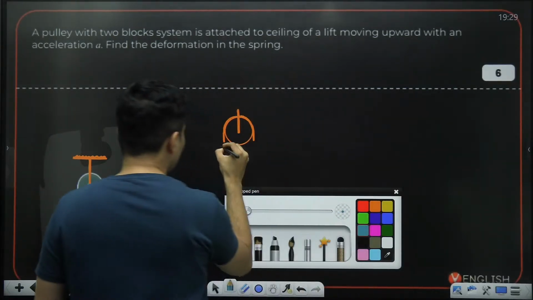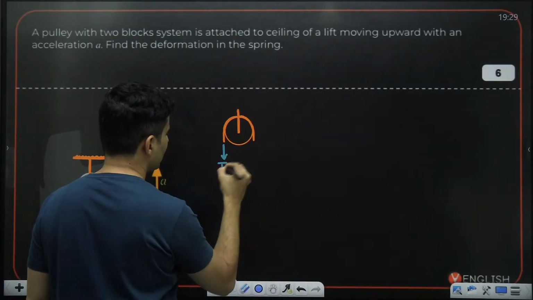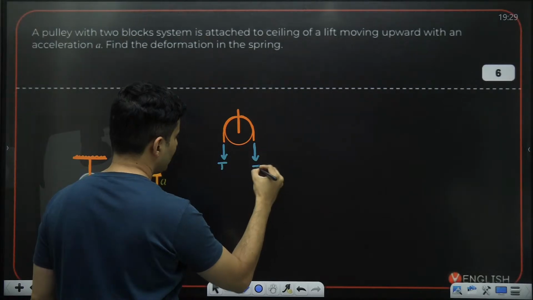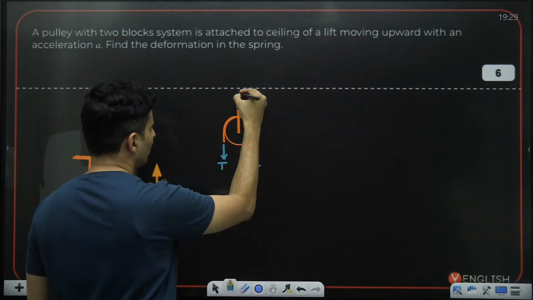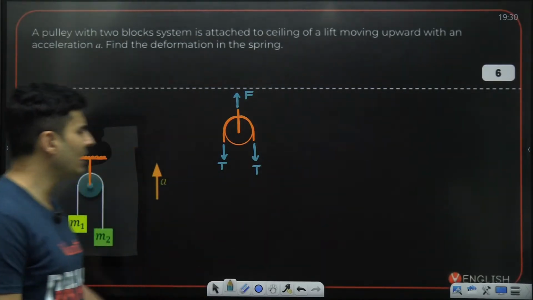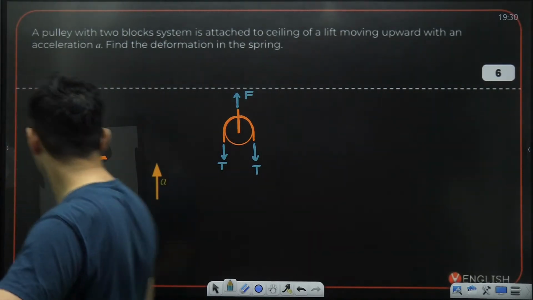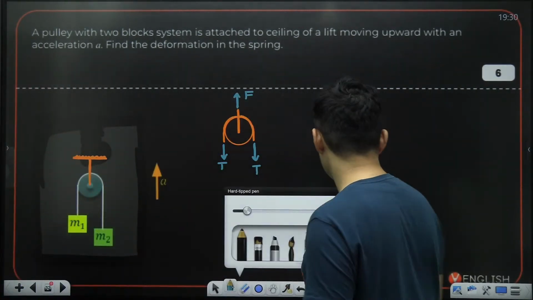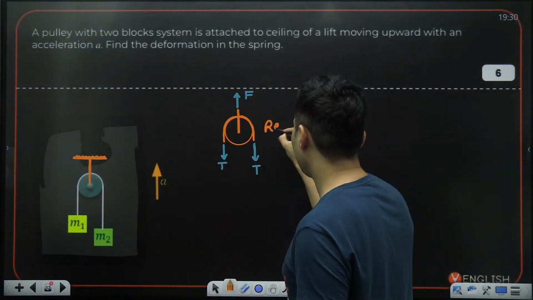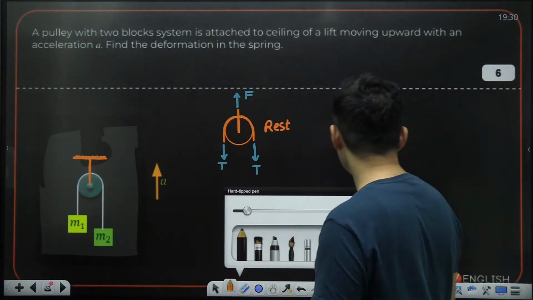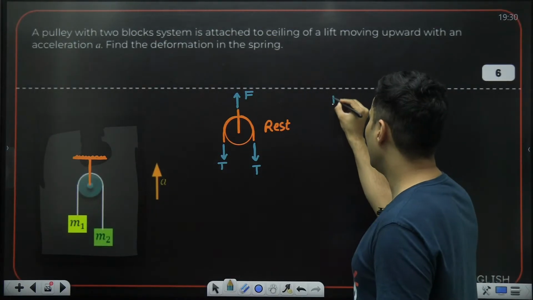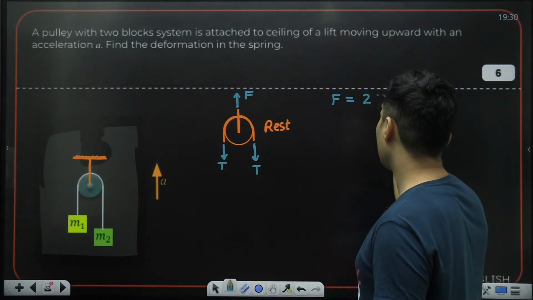We know there will be some kind of tension over here, some kind of tension over here, and there will be some kind of force from the top. Can you just tell me how much that force will be? First, let's solve that, then we can go ahead. Yes, T and T together, because this entire pulley is at rest right now. So equilibrium is there. So definitely that force will be 2 times T.